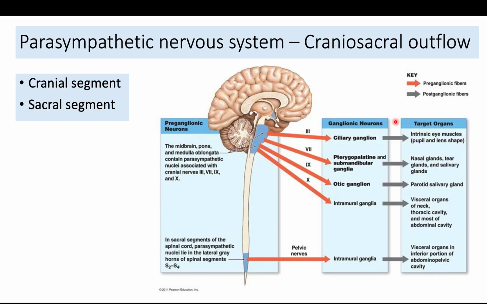Okay, so that's part of the autonomic nervous system, focusing on the parasympathetic. Okay, so that is part of the autonomic nervous system, focusing on the sympathetic nervous system. Right. So now let's move on to the parasympathetic nervous system.